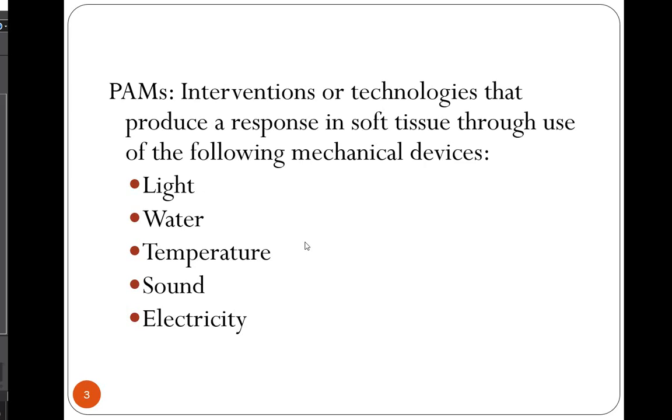And those mechanical devices or agents are light, such as infrared light; water, such as cold water, hot water, etc.; temperature; sound, such as ultrasound; and electricity, such as electrotherapeutic modalities.